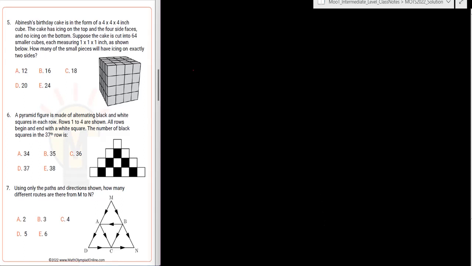All right, next problem. A pyramid figure is made of alternating black and white squares in each row. Rows 1 to 4 are shown. All rows begin and end with a white square. What is the number of black squares in the 37th row? So here it is a test of pattern, how well we can recognize the pattern. They say that every row begins and ends with a white square. So the pattern is going to continue. Now let's capture this image and then play with it.